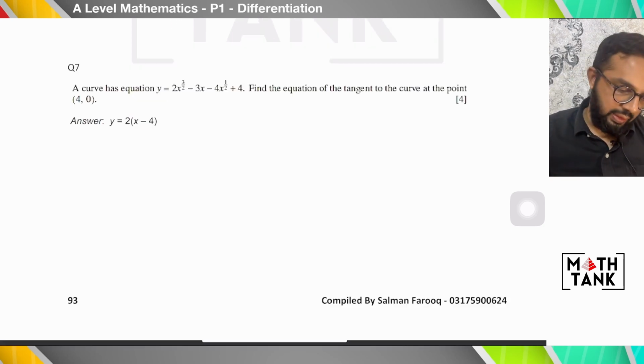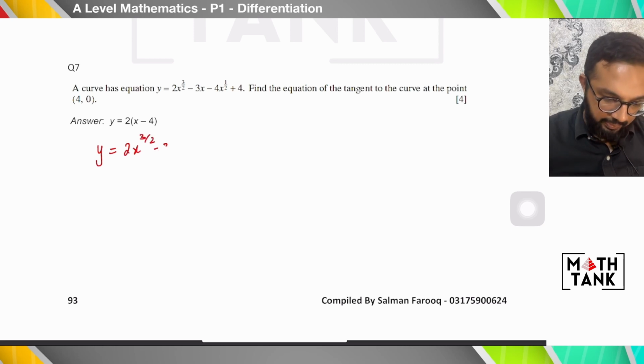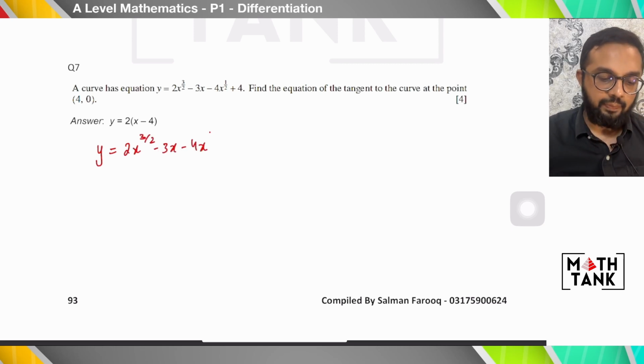Okay, so the next question says a curve has equation this. Find the equation of the tangent to the curve at the point (4, 0). I think that's simple. You just differentiate and you put in the value. I think all of them are in the form where you can differentiate easily and say that dy by dx is 2 times 3 over 2.